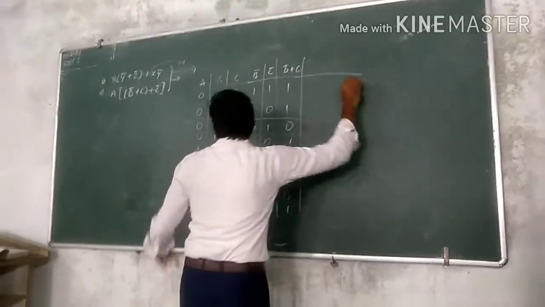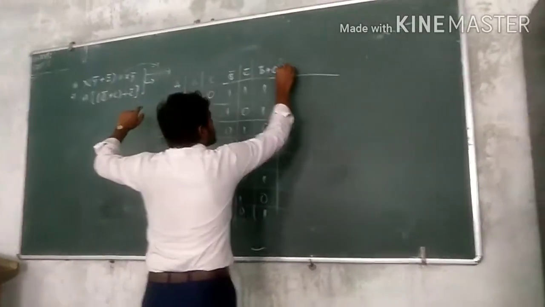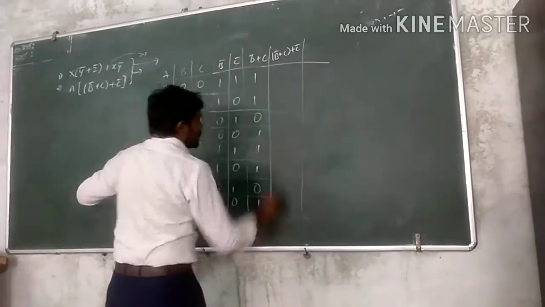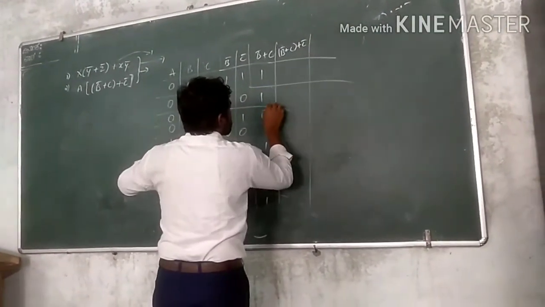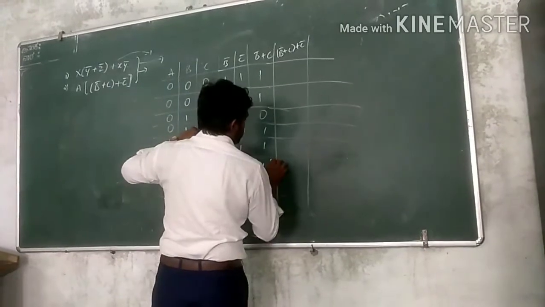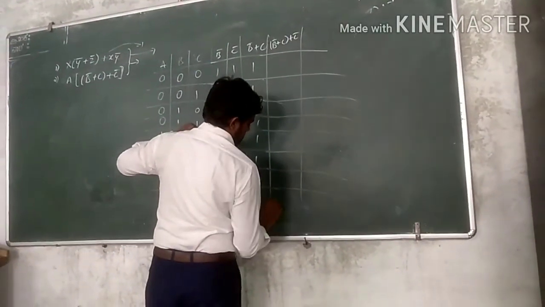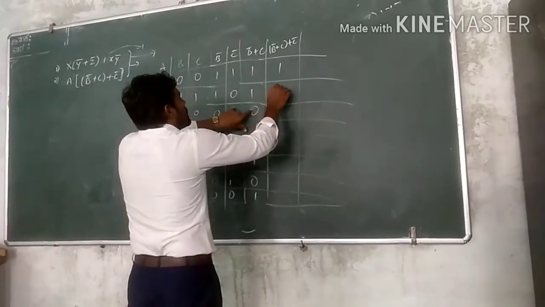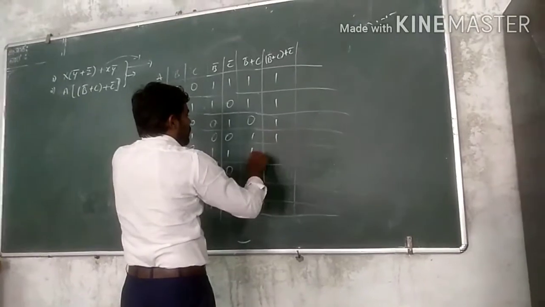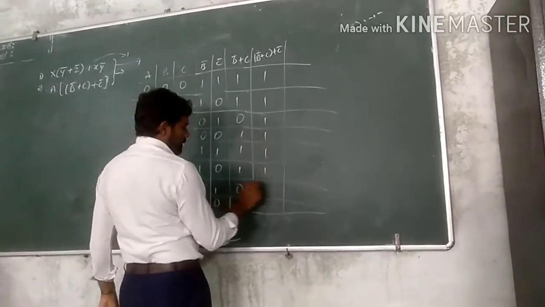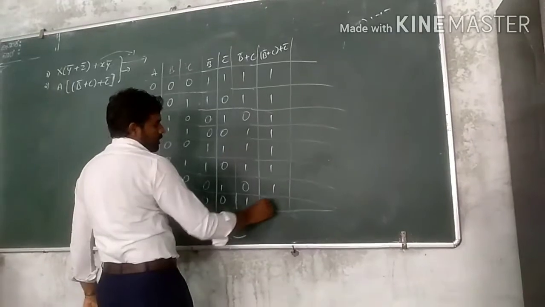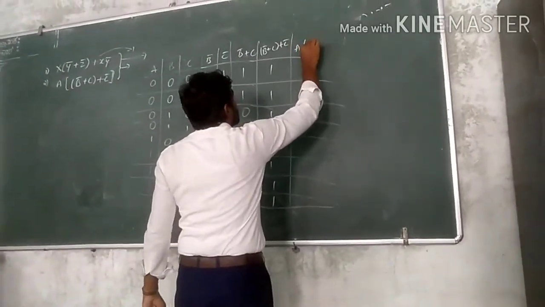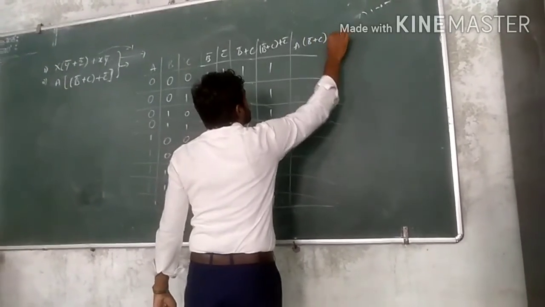Clear? Next, this into this multiplication, that is b complement plus c complement. This plus this: 1 plus 1 is 1, 1 plus 0 is 1, 1 plus 0 is 1, 0 plus 1 is 1, 1 plus 1 is 1, 0 plus 1 is 1, 1 plus 0 is 1, 1 plus 0 is 1. So now it is the whole term, that is a into b plus c complement.